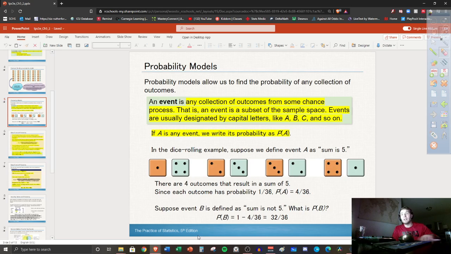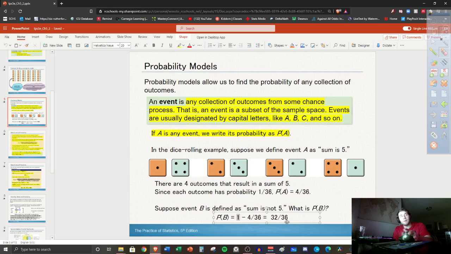And then we can do this event down here. Sum is not 5. We're going to talk about this down here. This is how they did that. It's everything other than 5. So you can either add all those up or you can subtract from 1. That's going to be an important rule that we're going to be writing down. We call that the complement.